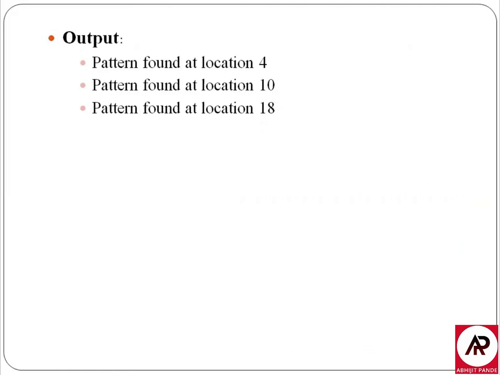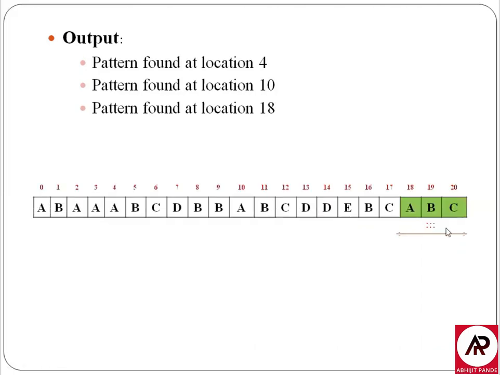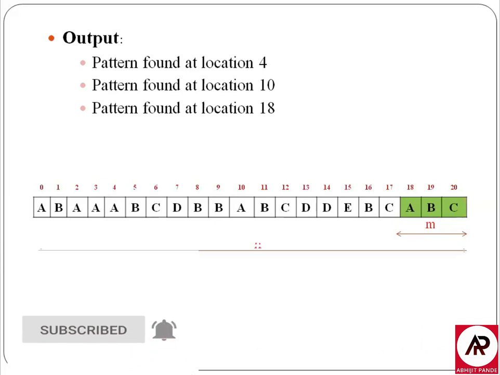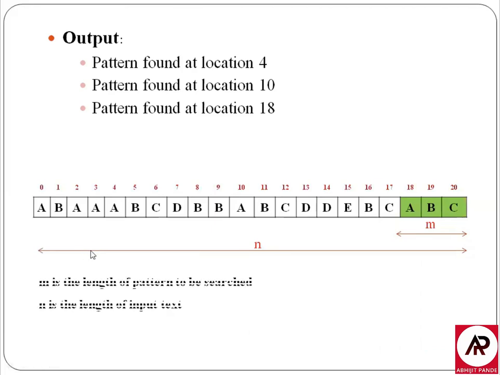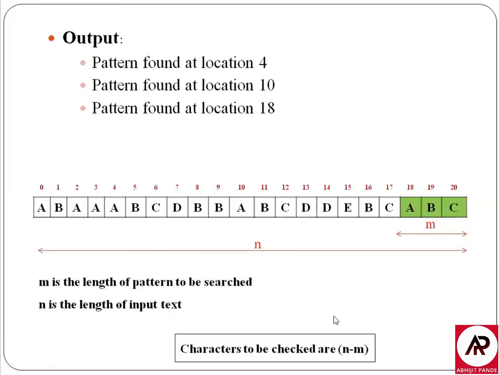Now let's move to the algorithm. So consider the basic steps. Here, if M denotes the number of characters, or we can say the length of the pattern to be searched, and N denotes the overall length of the string, then the number of comparison positions is given by N minus M, where N is the length of the input string and M is the length of the pattern to be searched. Let's discuss an algorithm.